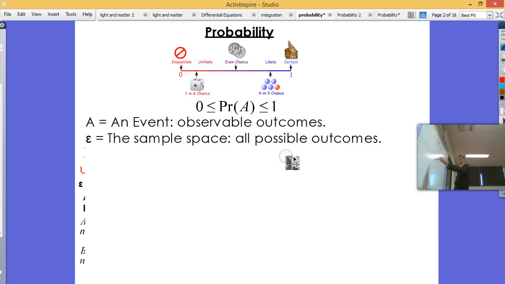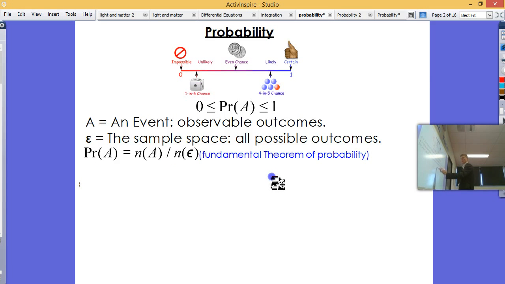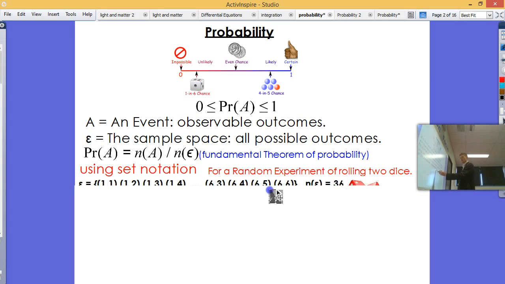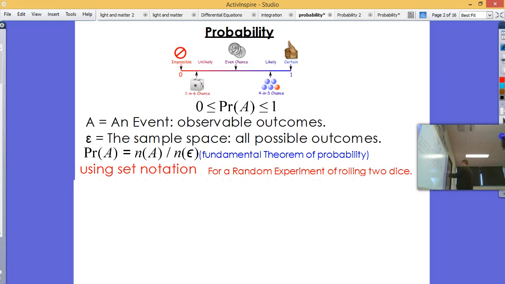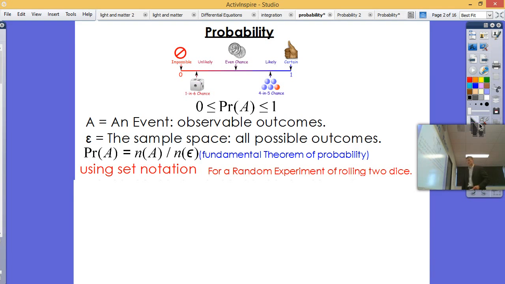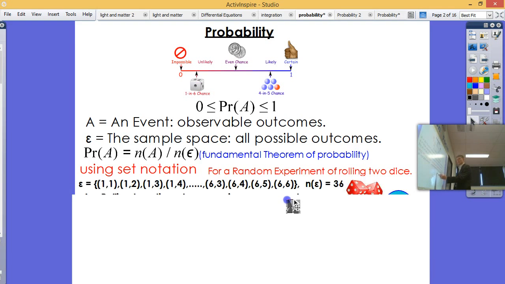The sample space, which is omega, remember that one? Yes, all possible outcomes. We've got the probability, and this is our fundamental rule for probability: the number of outcomes we observe divided by the total number of outcomes in the sample space. All right, so we're going to use some notation here to denote our events.